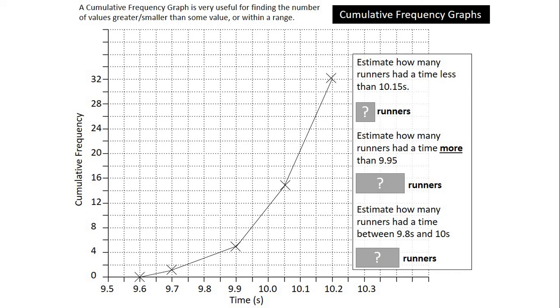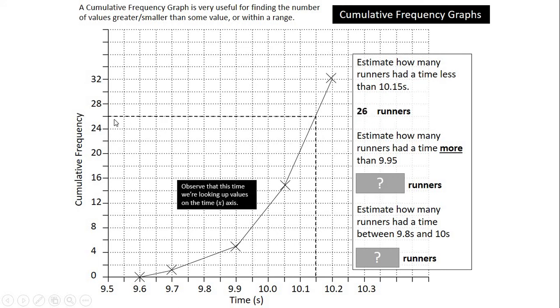We can also use a cumulative frequency graph to answer different estimation questions. Let's have a look at these. Estimate how many runners had a time less than 10.15 seconds. So 10.15 seconds is here. This time we're going to draw a line up to our cumulative frequency curve and across. So if we do that, 26 runners had an estimated time of less than 10.15 seconds. Remember, these times can only be estimates because the data was grouped to start with.